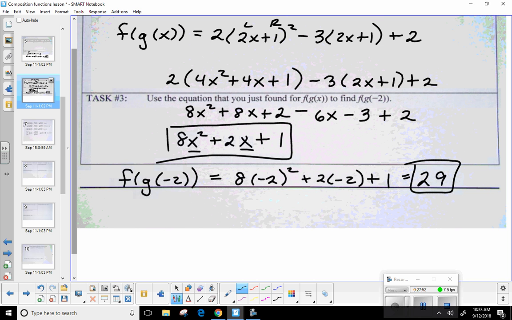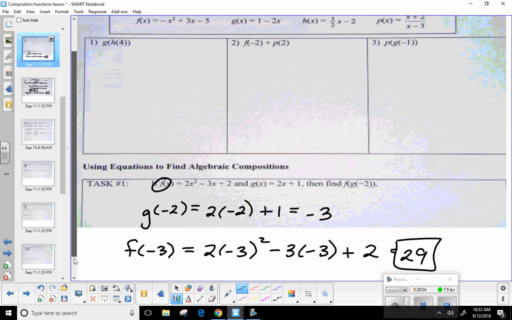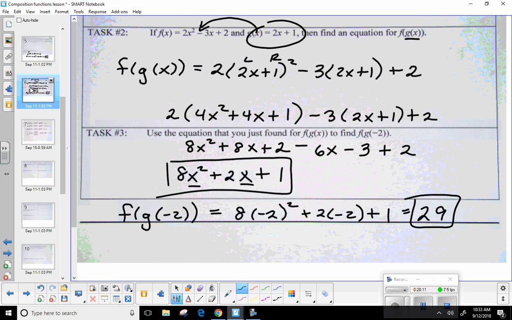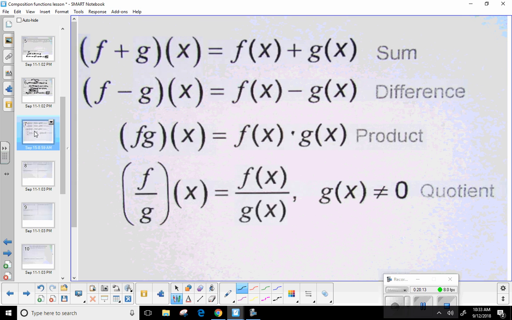Whether you chose to evaluate the functions individually or used an equation based on the composition, you should be getting the exact same answer. See, we got 29 here, 29 here when we did them separately. Good, good, good.